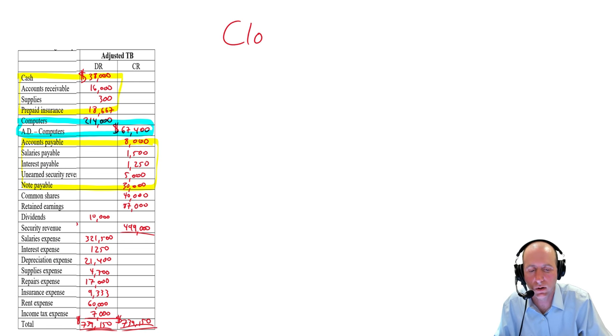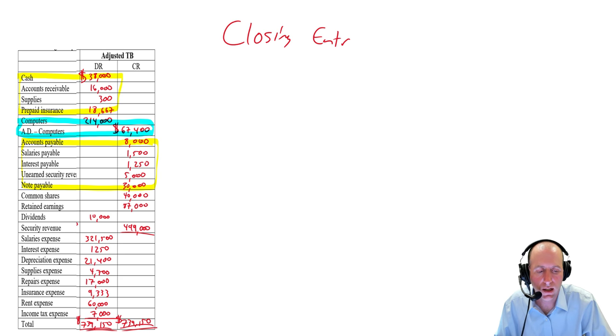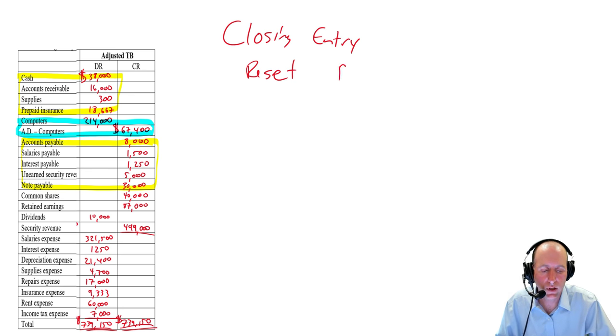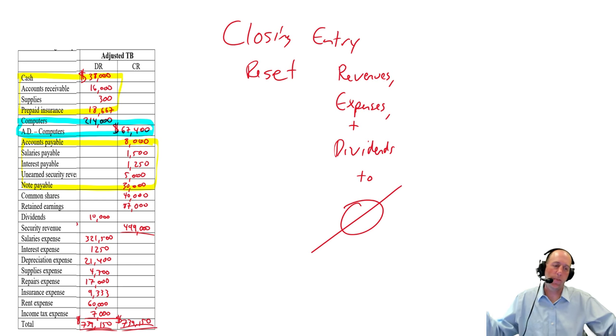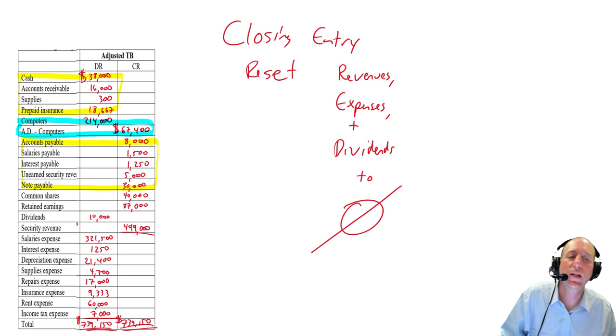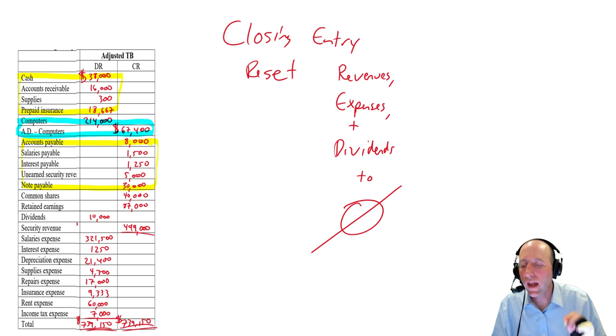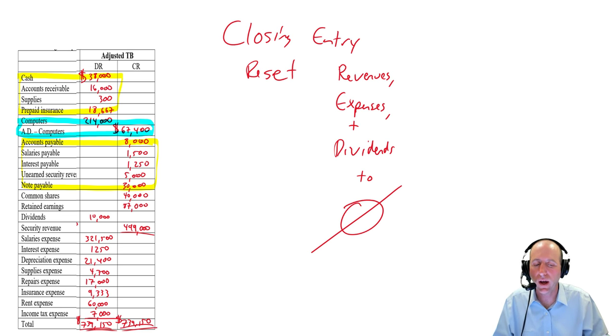So again, closing entry. Here's the job of a closing entry: reset revenues, expenses, and dividends to zero. That's the job. That's all we have to do. We have to make those accounts go to zero. So let's do it, and I'll explain as we go for this company.